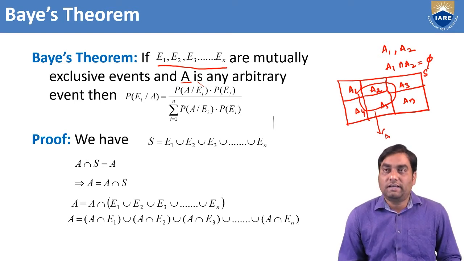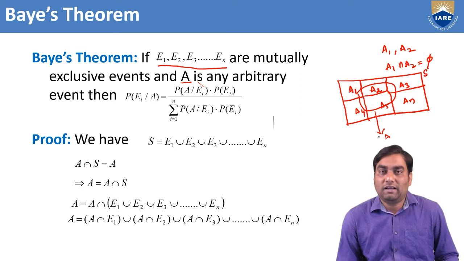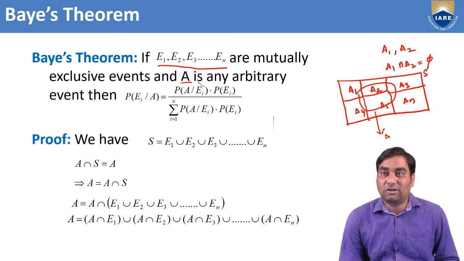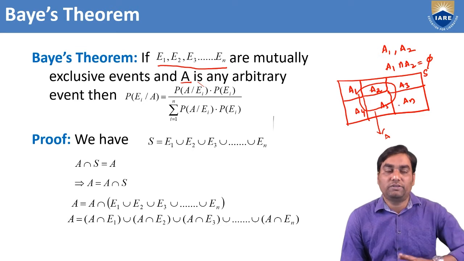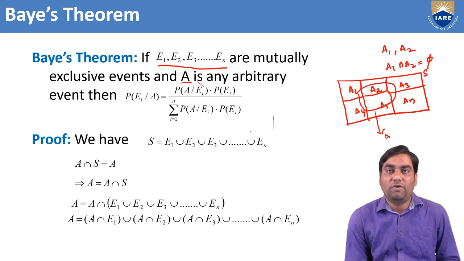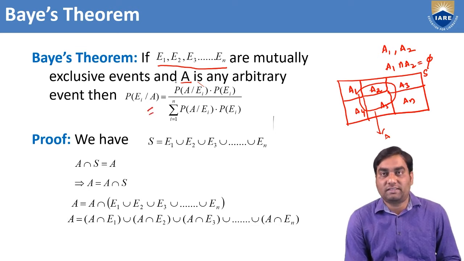That means A1 and A are not mutually exclusive because there is a common point here. Similarly, A2 and A also are not mutually exclusive events. Like that, we have drawn the event A. But all the remaining events are mutually exclusive to each other. Then we have to show that P of Ei given A equals the reverse: P of A given Ei into P of Ei, in the numerator, and the denominator is the same expression, but a summation from i equal to 1 to n.